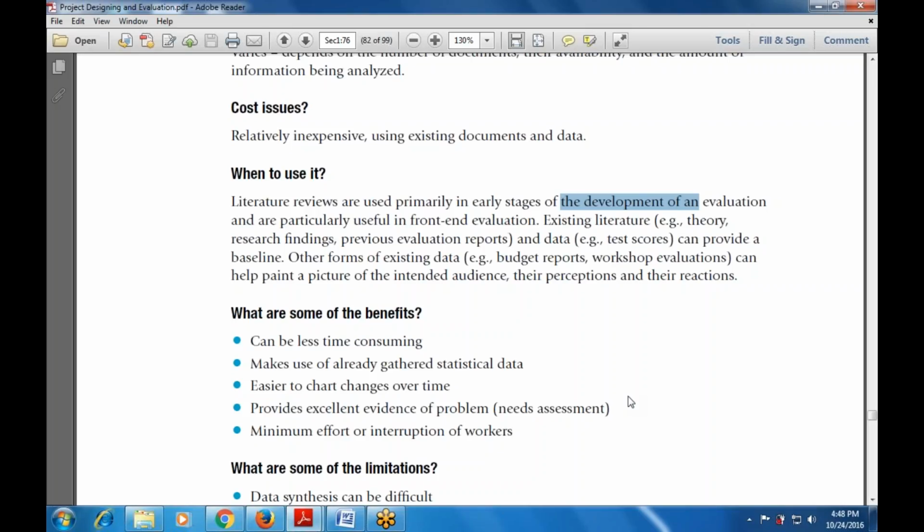It also provides excellent evidence of the problem, meaning excellent evidence for a needs assessment. Then there is minimum effort or interruption of the workers, meaning minimal demand on the workers for the data gathering.